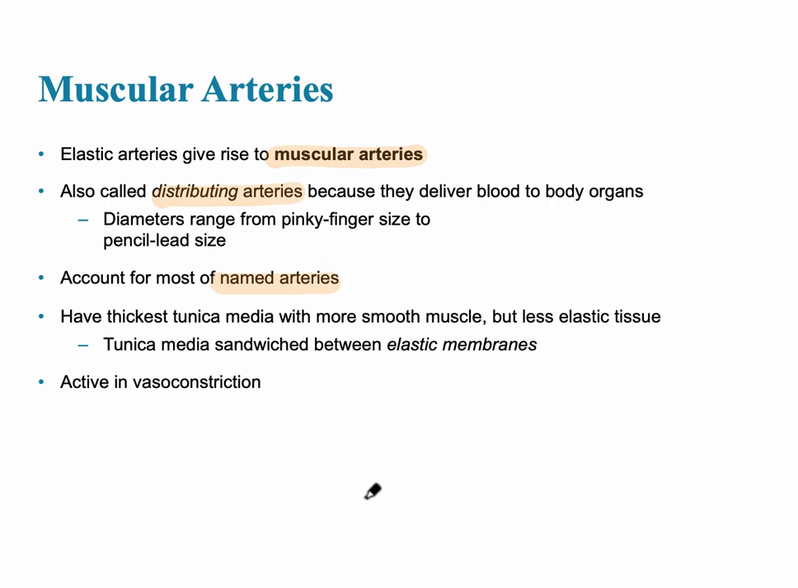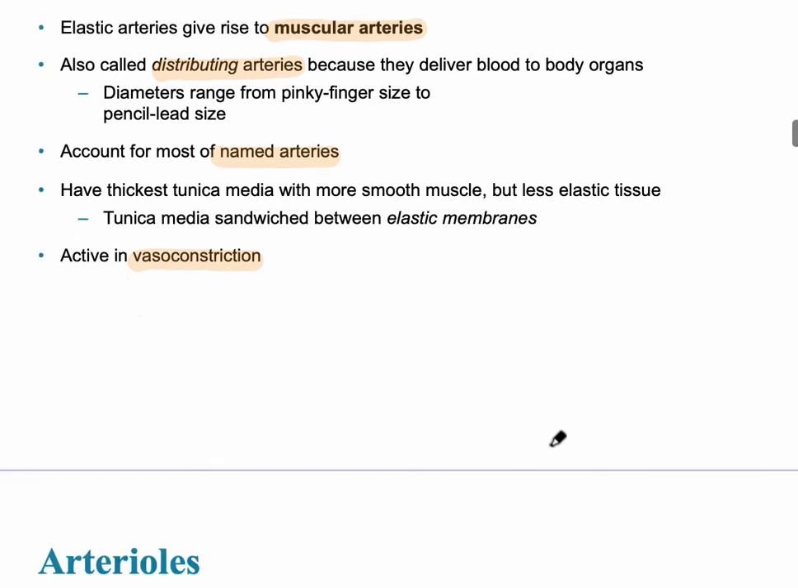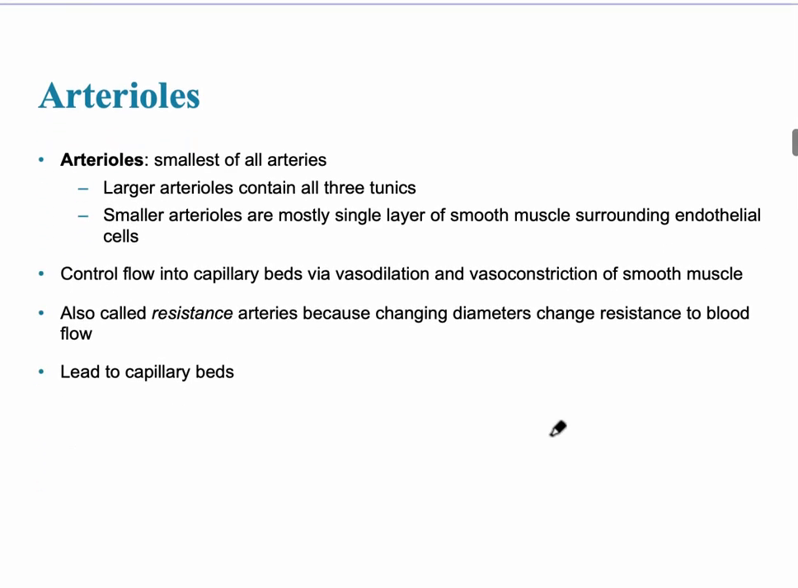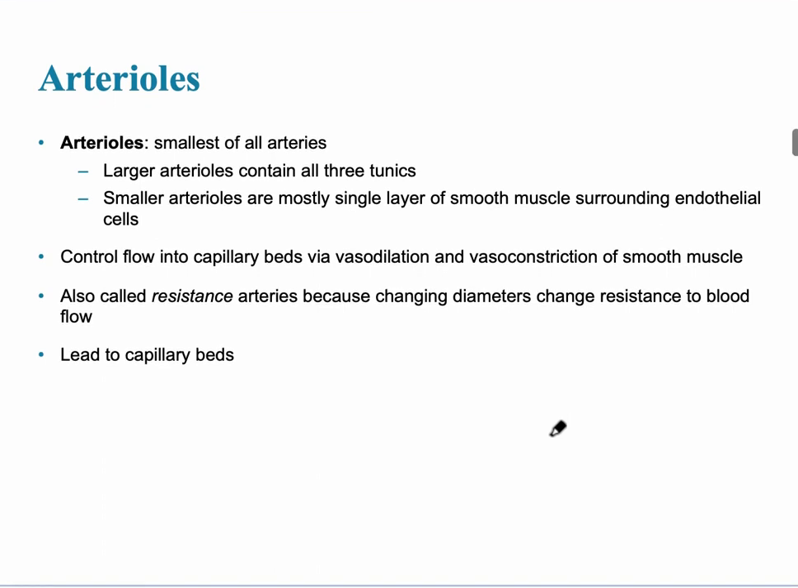So one example would be the brachial artery, and then if we think of our forearm, we have the radial artery, the ulnar artery, so those distributing ones. And they play a role in vasoconstriction. Then the third subgroup of arteries is the arterioles. And the arterioles are the smallest of all the arteries.